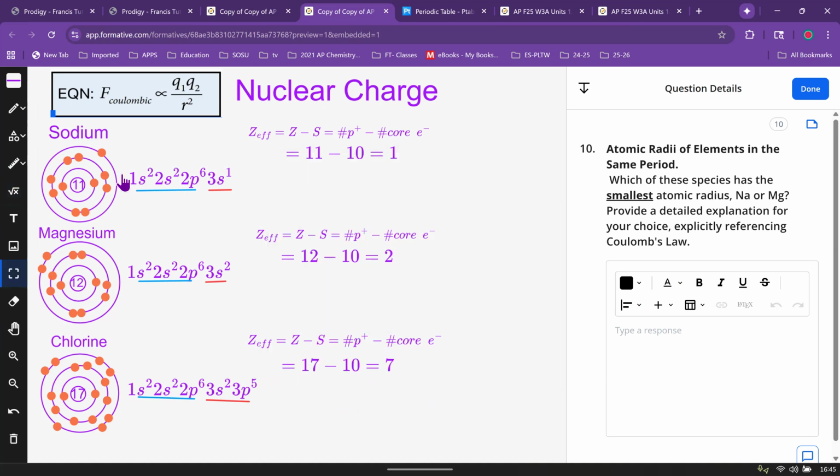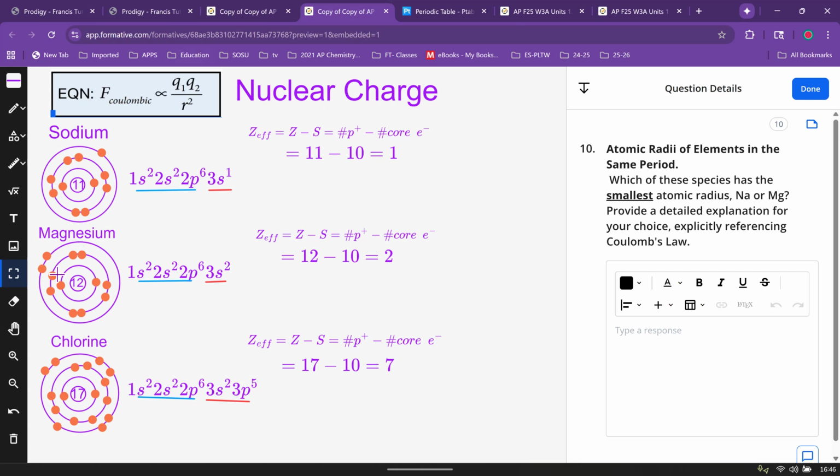As we go from sodium to magnesium, look at your periodic table, the number of protons changes, but the number of core electrons remains the same. So we see that the effective nuclear charge increases from left to right. What does that mean for the force of attraction? It means that moving left to right across a period, the force of attraction that the valence electrons feel for the nucleus is greater, right? And what does that do to the size of the atom?